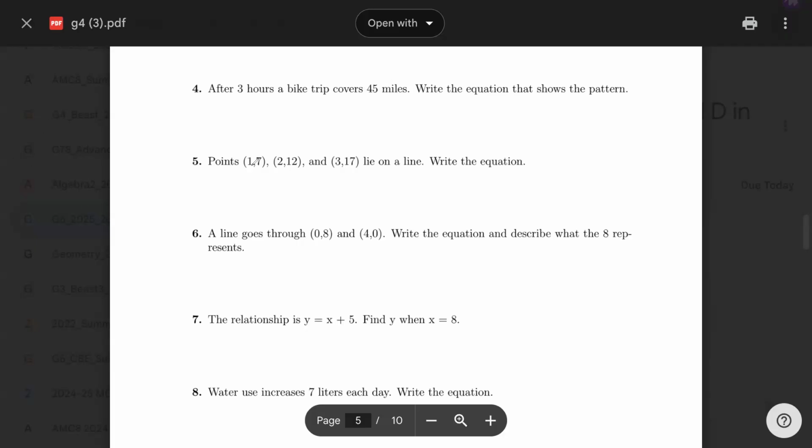Okay, let's go ahead and see this one. What is this? Please put in the table x comma y. 1 comma 7, 2 comma 12, 3 comma 17. What is this?